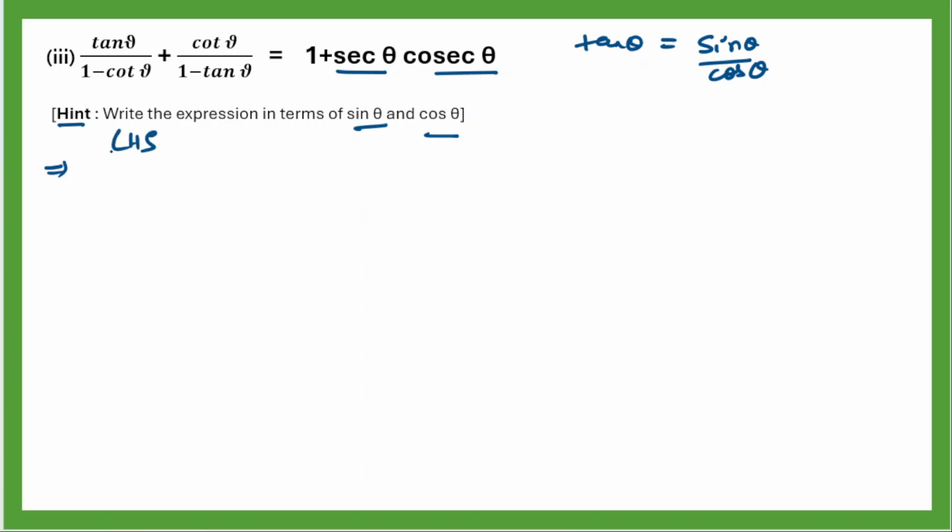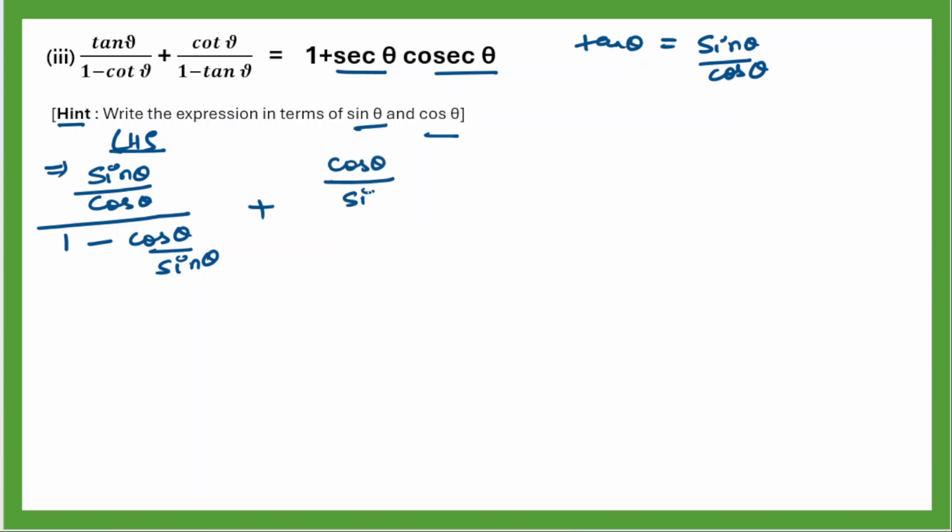So taking the left hand side, it will be sin theta divided by cos theta, whole divided by 1 minus cos theta over sin theta, plus we can write cot theta as cos theta divided by sin theta, whole divided by 1 minus sin theta over cos theta.